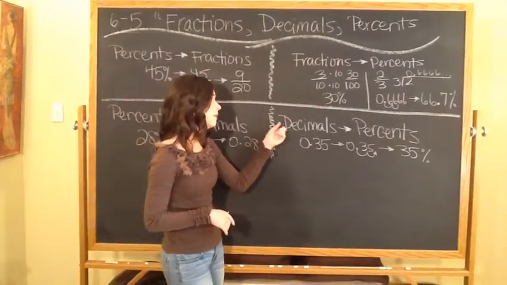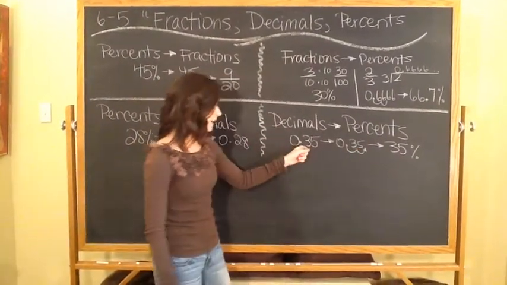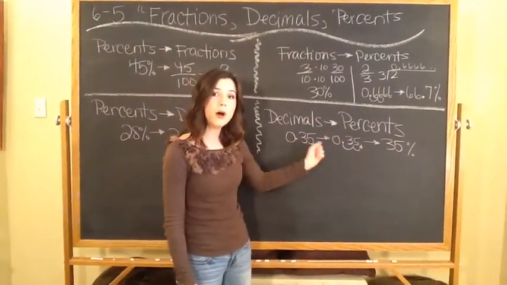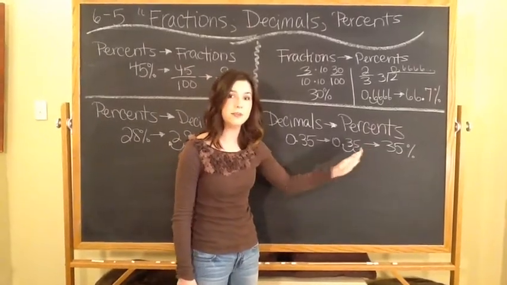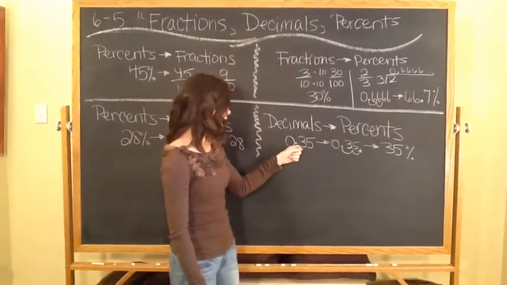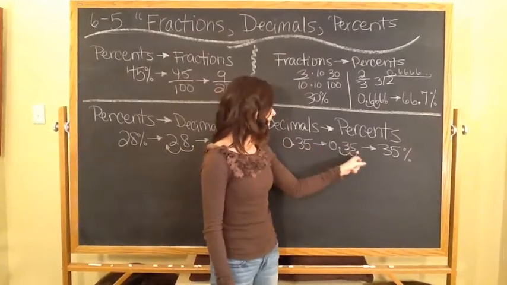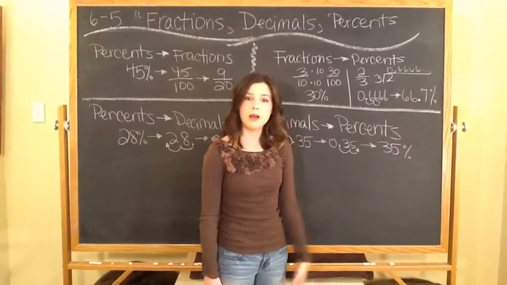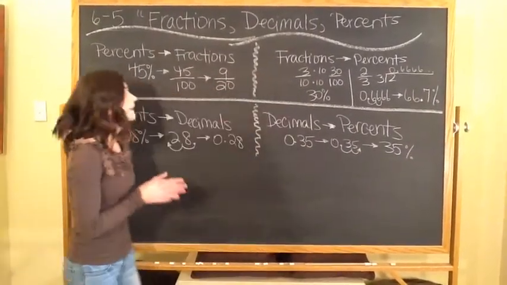But if you're going from decimals to a percent, you take your decimal and move it 2 places toward the percent sign, because you want it to be a percent. So you move your decimal place 2 places to the right, and then you'll have your percent. All right, let's do some practice problems going back and forth.